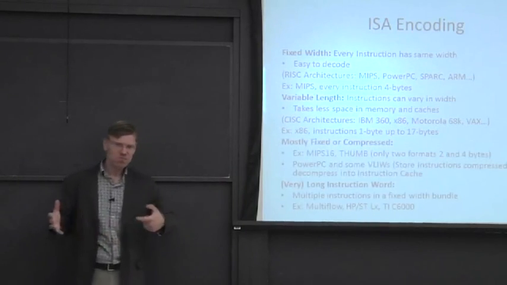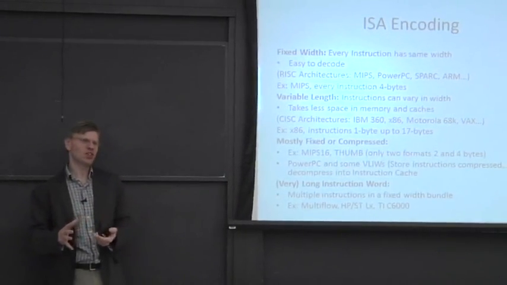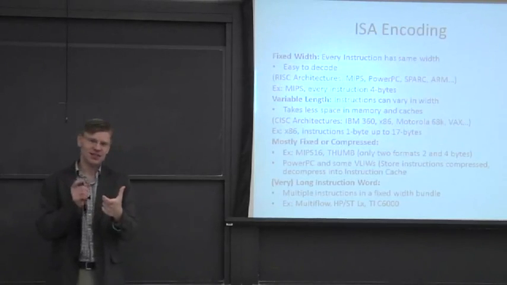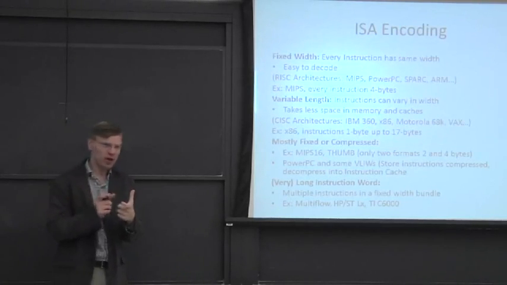And now we start to get into something which is a little bit fuzzier. There's things that sort of start to cross over. People started to build mostly fixed or compressed instruction set architectures. So an example of this is something like MIPS16, which is effectively a MIPS instruction set where there is both 32-bit or 4-byte instructions and 16-bit or 2-byte instructions.